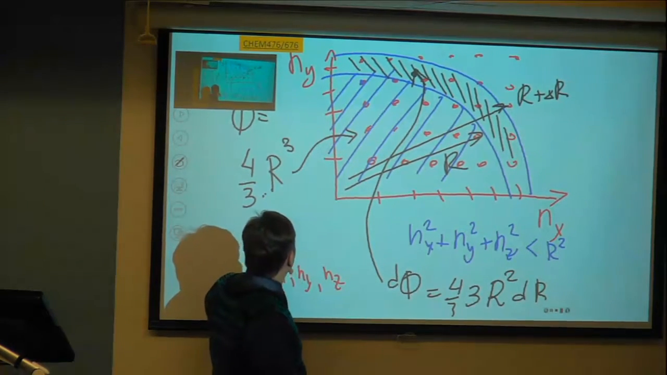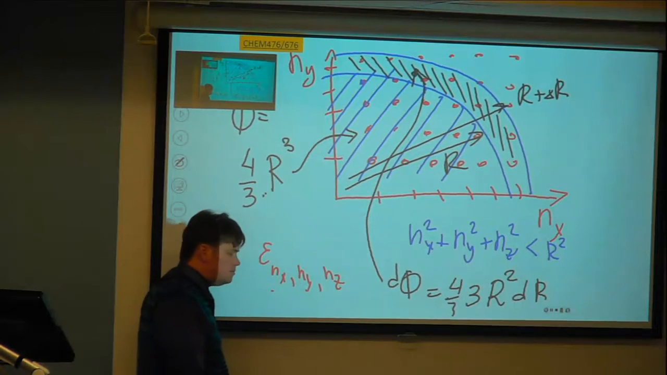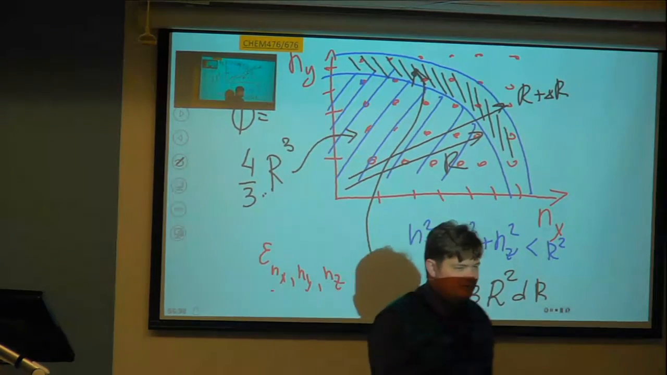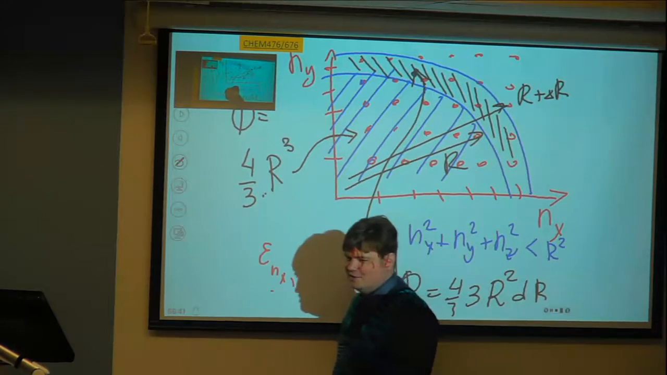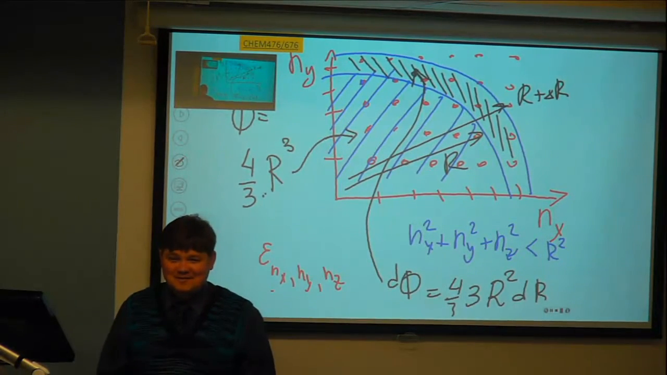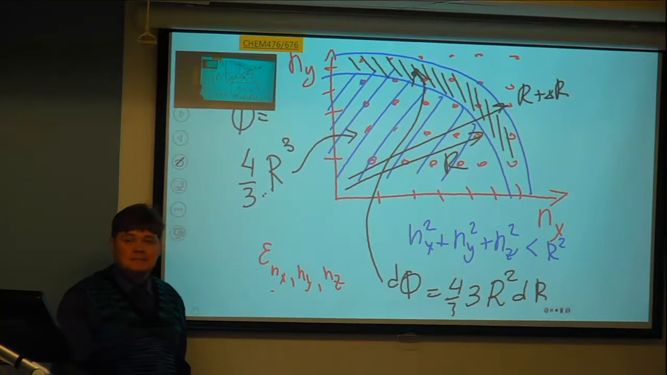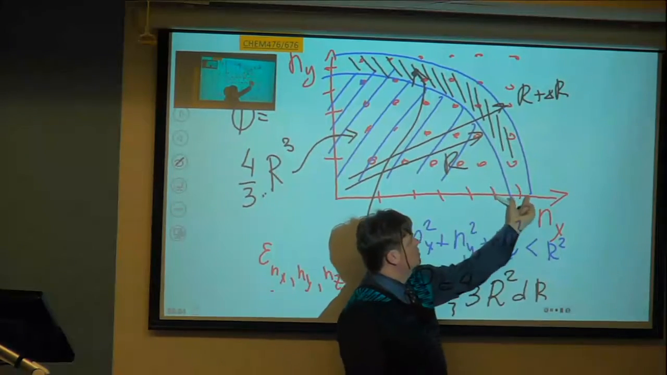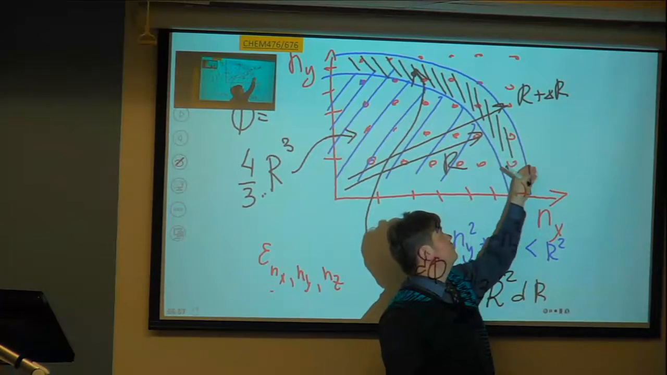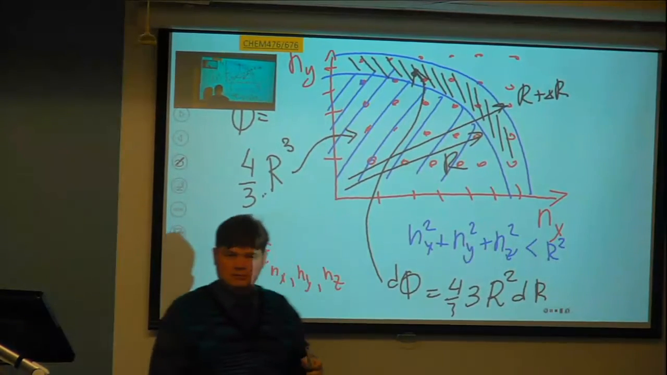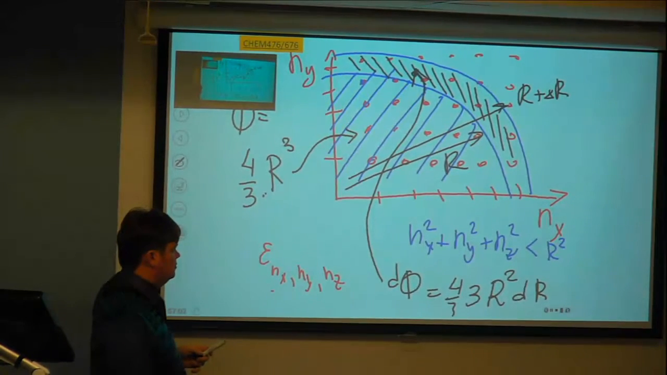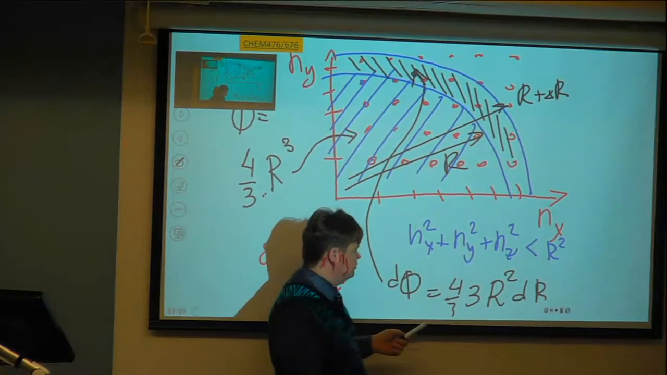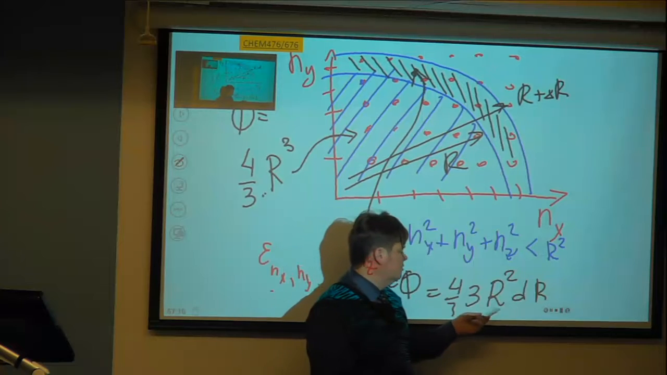Now, we were not wasting time when we visited geometry in high school, I hope. So we can count how many states have this energy. We can count the area of this stripe. So for 3 dimensions, it will be this stuff.